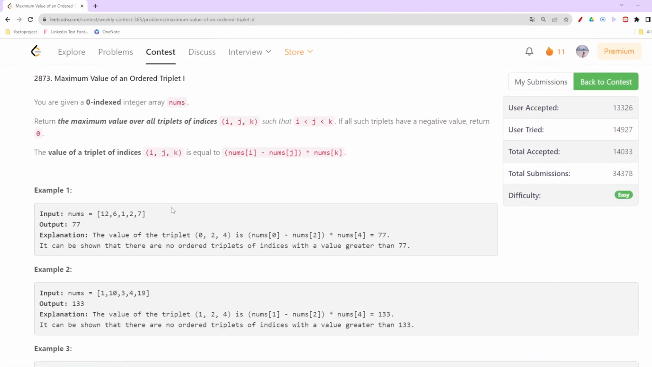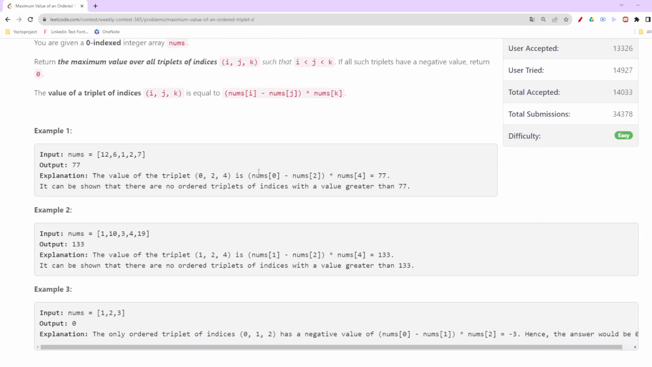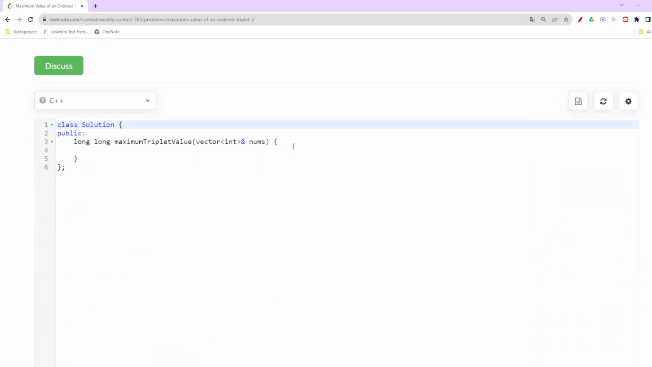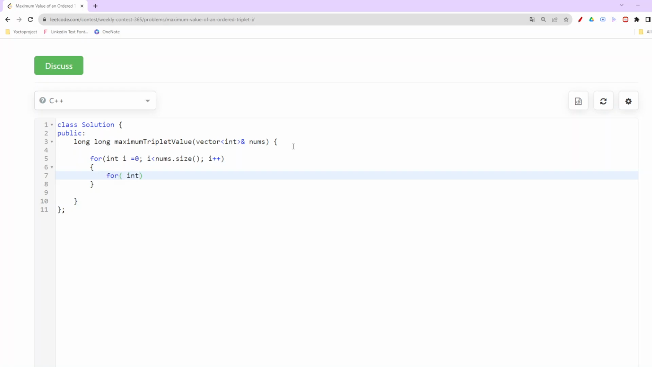So let us go ahead and figure out those three numbers in this particular input which is given to us, which basically gives the maximum value. So let us just solve it with a brute force solution only. For that purpose, we will require three loops here. Start with i, i plus plus, and then the second loop would be j equals i plus 1, because everything should be in order only, that's why.